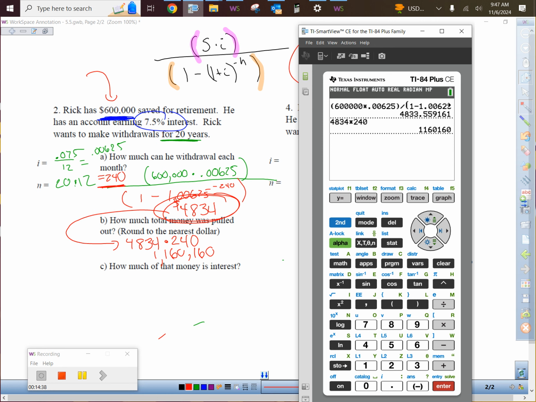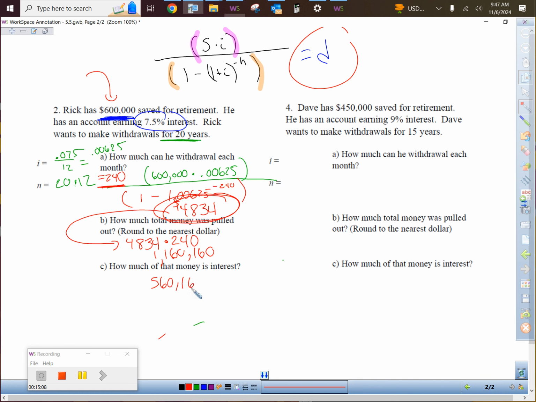How much money is in interest? This number minus the starting amount. $600,000 is what he started with. So he earned $560,000 in interest. We'll do one more of those, and then we'll talk about the weird scenario.